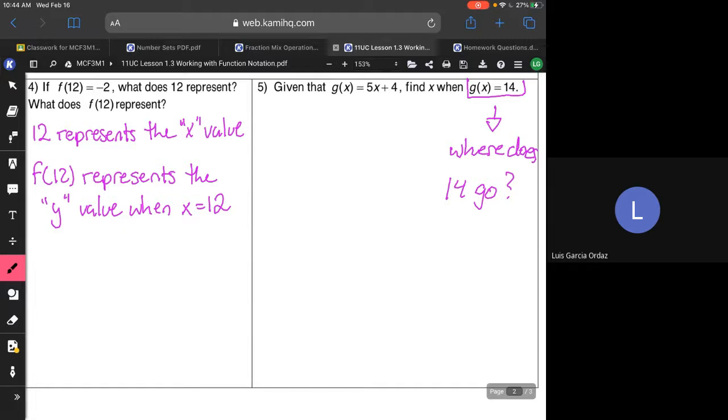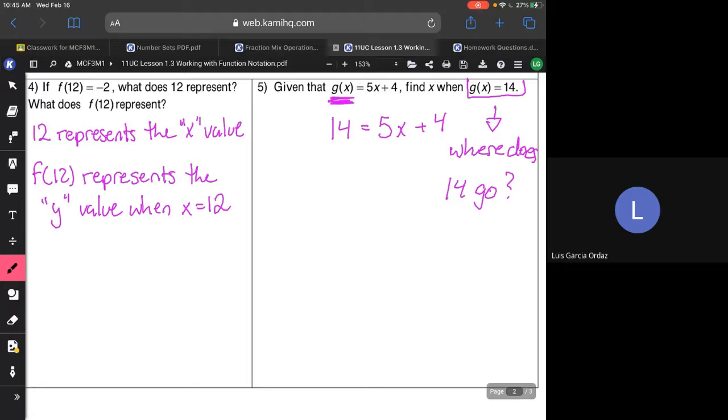Olivia? Remember, f of x is a fancy way of saying y. So my g of x, so my 14 is my y value. And is my y value on the right side or the left side of the equation, Sarah? Yep. So it would replace this one over here. So this is where my 14 is going to go. So I'm going to get 14 is equal to 5x plus 4. What this question is asking me to do is to find the x value that gives me a y value of 14. So now we're going to be using basically algebra.